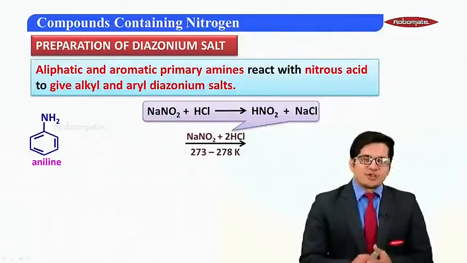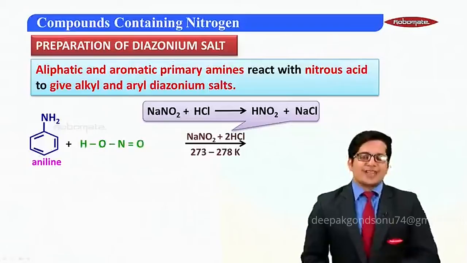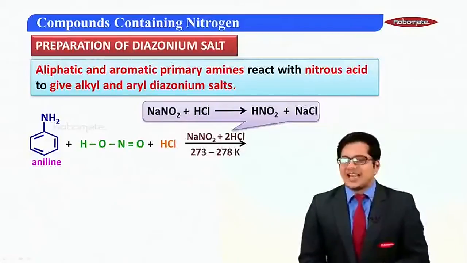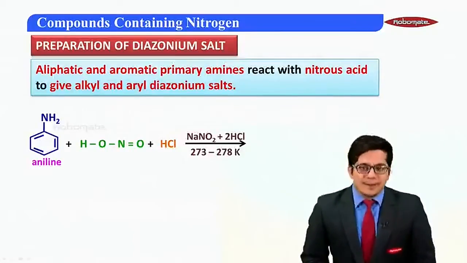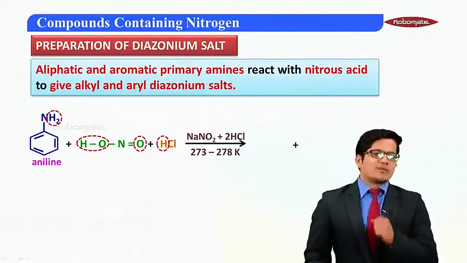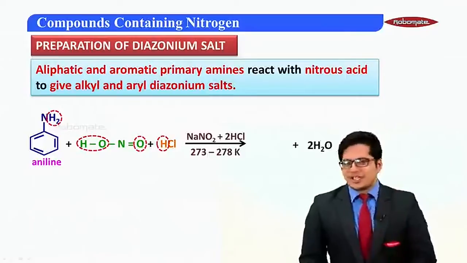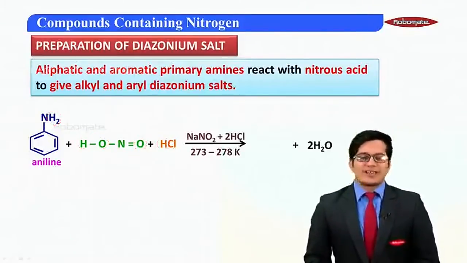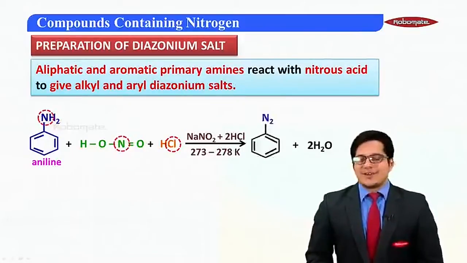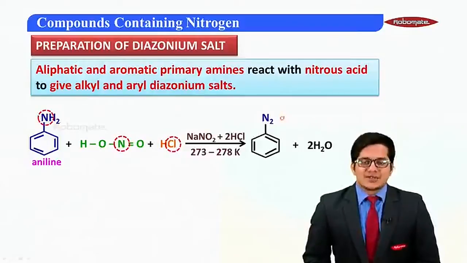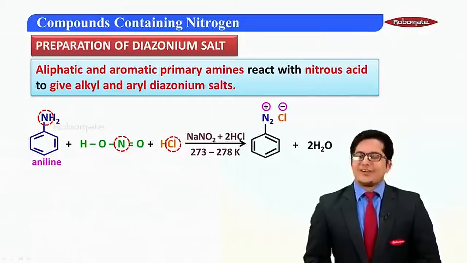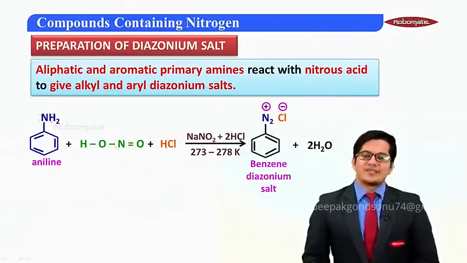This HNO2, that is nitrous acid, will now act onto the aniline and in presence of excess amount of HCl happens to give us a compound that is nothing but firstly a byproduct of water. How many water molecules were liberated? 2 water molecules. And along with this, we now get a compound that is benzene diazonium chloride or your benzene diazonium salt, wherein nitrogen has a positive charge, chlorine has a negative charge.